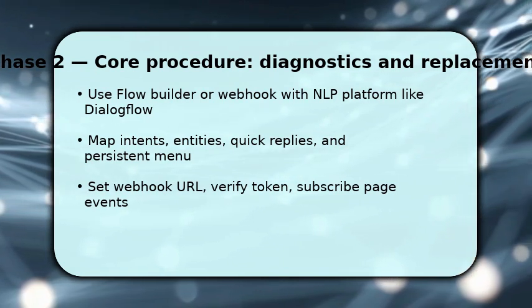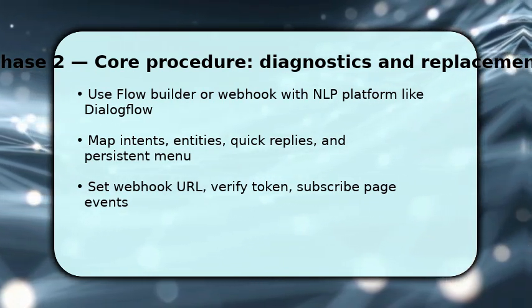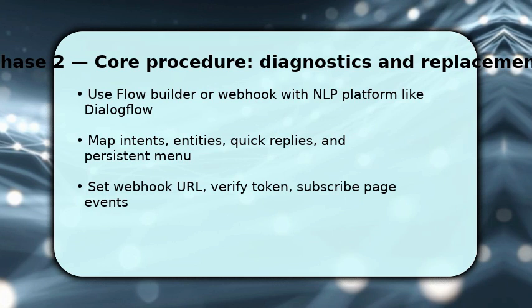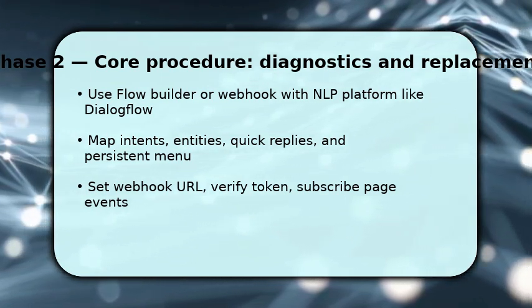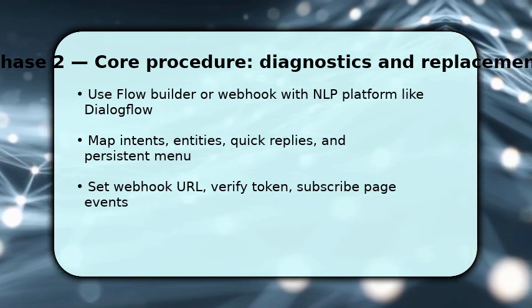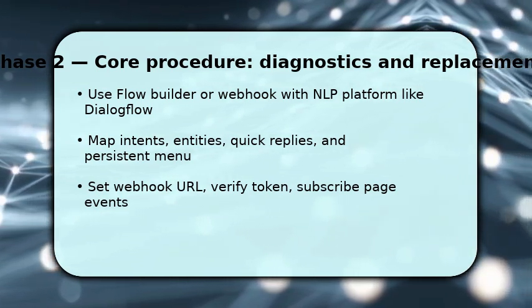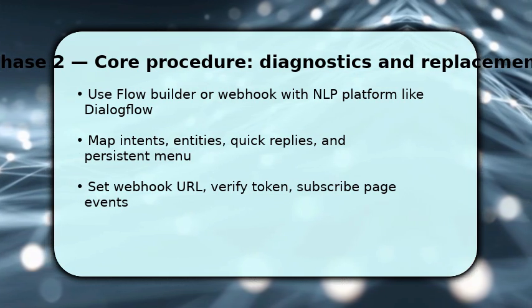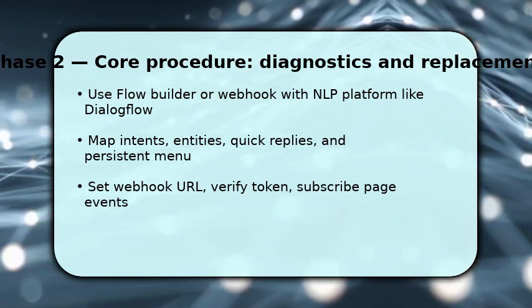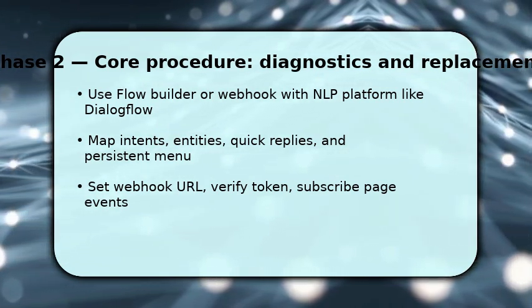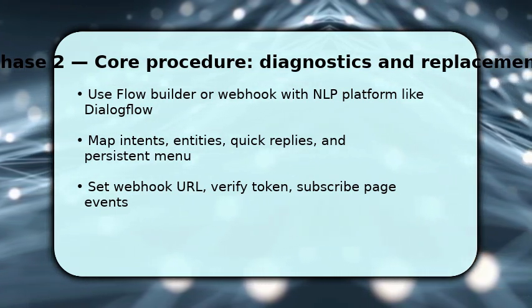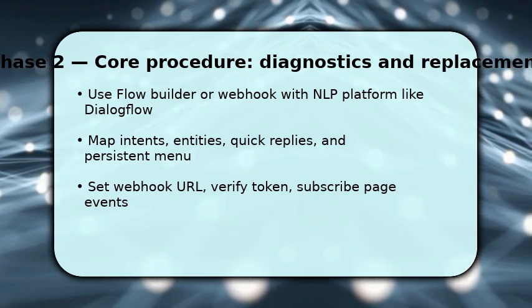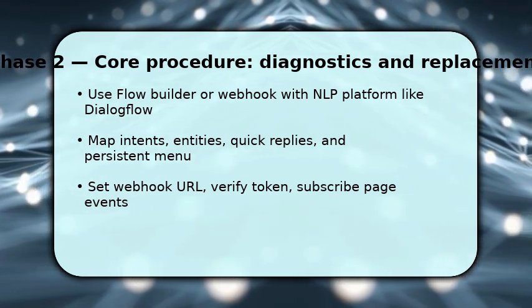such as Dialogflow. Map intents and entities to expected user inputs, then design quick replies and a persistent menu for common actions. This reduces friction. After that, set up your webhook URL, add a verify token, and subscribe the page to messaging events so Messenger forwards user messages. Finally, test each intent with varied wording to ensure the bot matches correctly and recovers from misunderstandings.